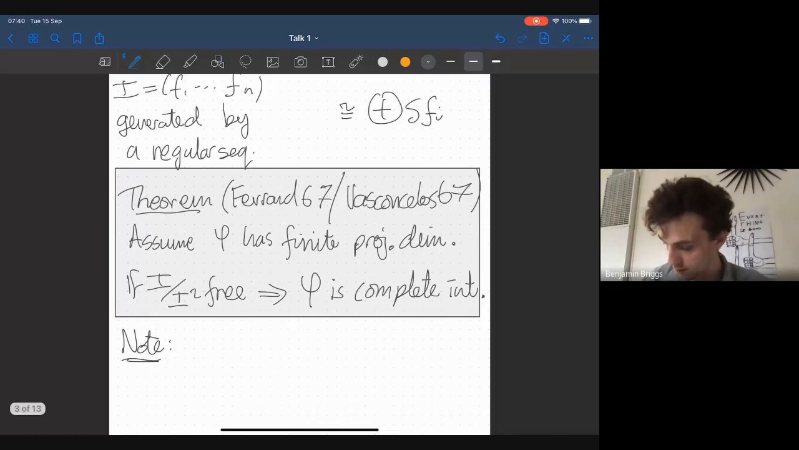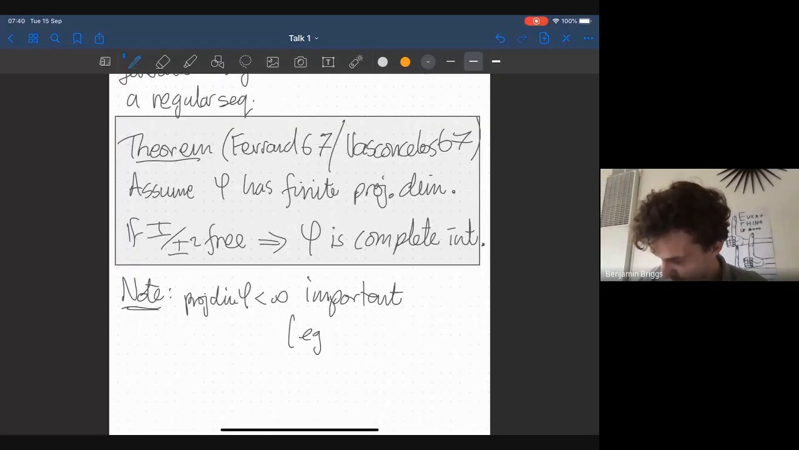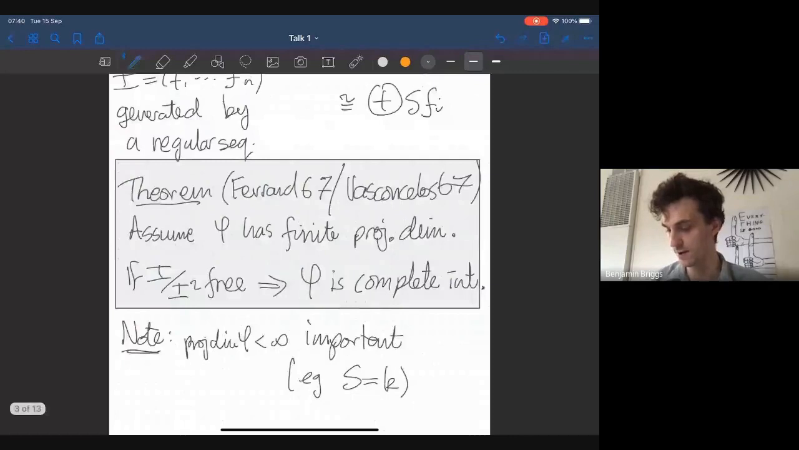This assumption here is really important. So the projective dimension of phi is finite is important. For example, if I were just to take S to be the residue field of R, so the map from R to S was just a map from R to its residue field, that would always have a free conormal module, because it would be a module over a field, and therefore it's automatically free.